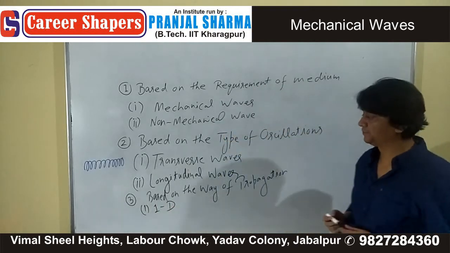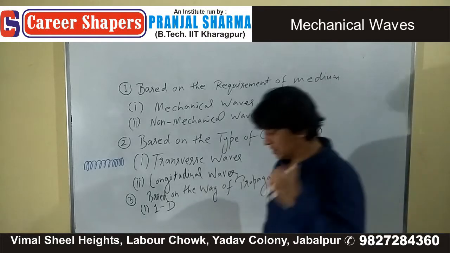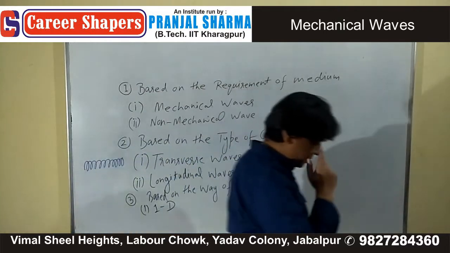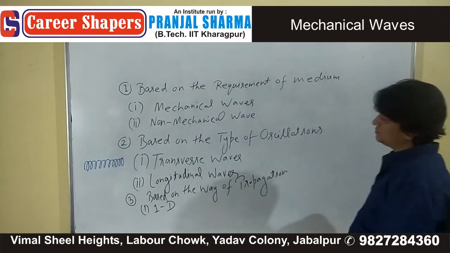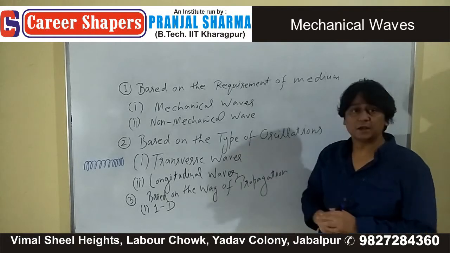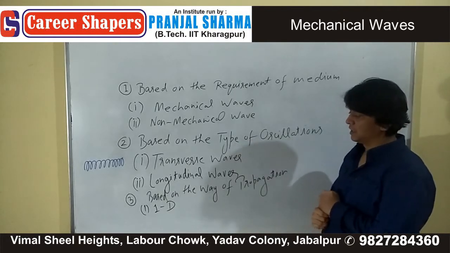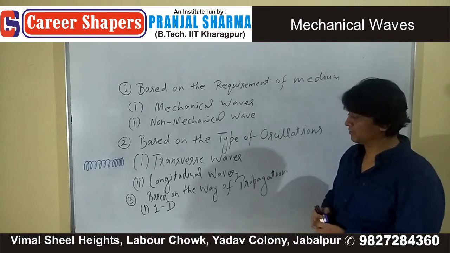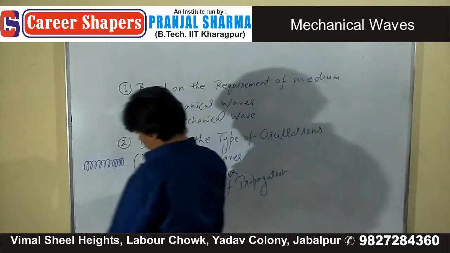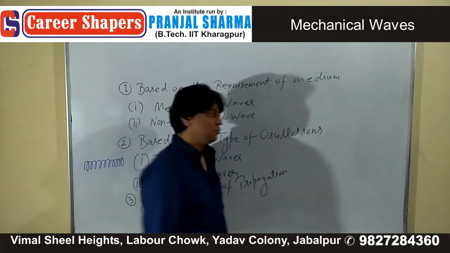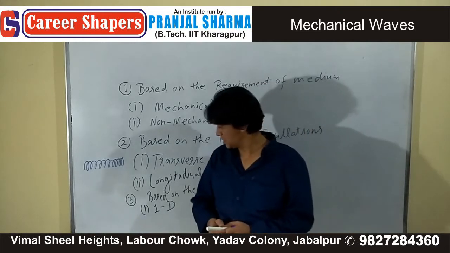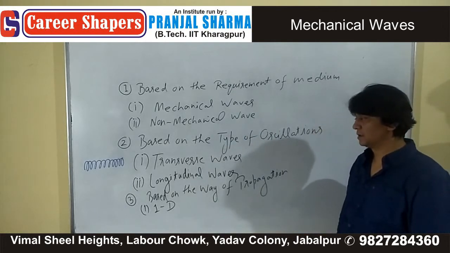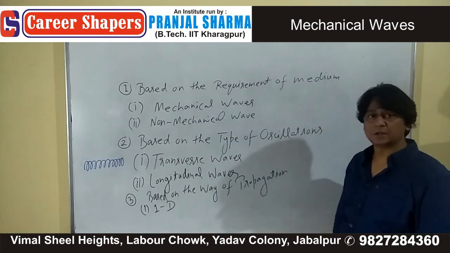One-dimensional waves. If wave propagation takes place in a straight line, then this type of wave is called a one-dimensional wave. For example, waves produced in a string.